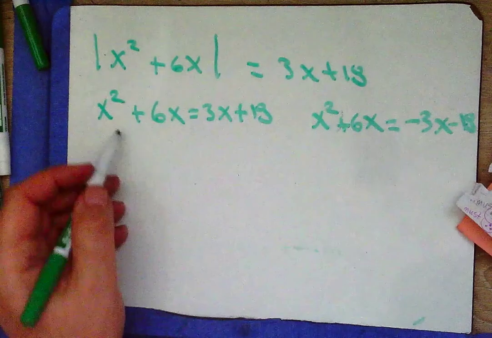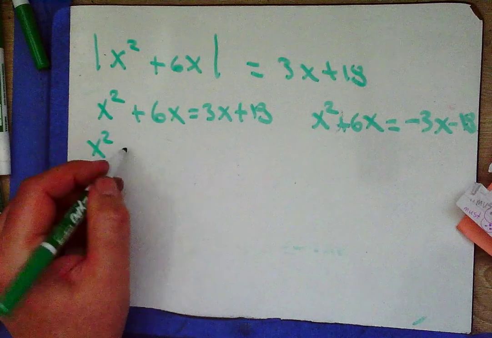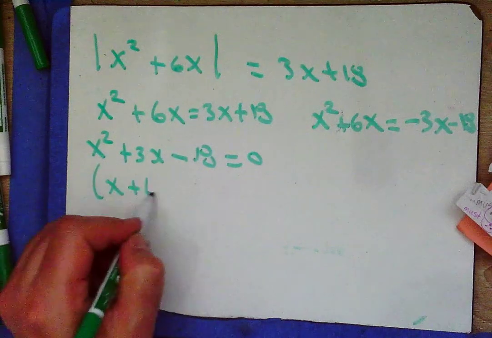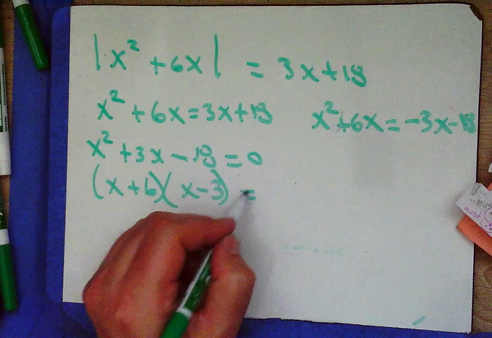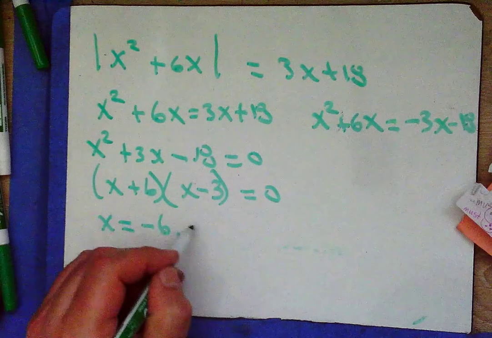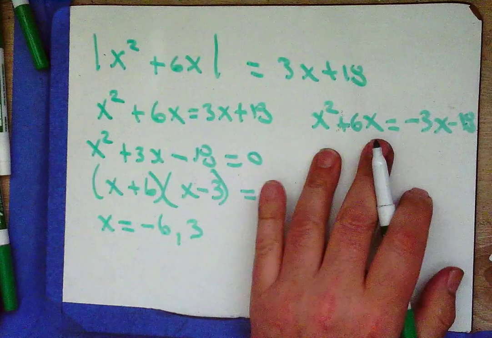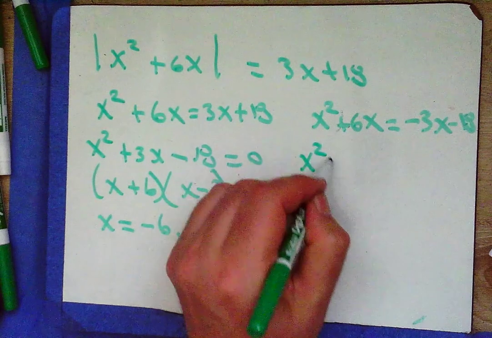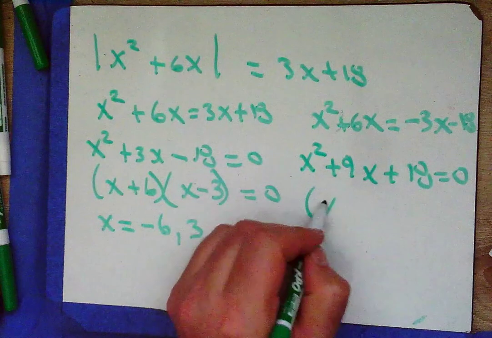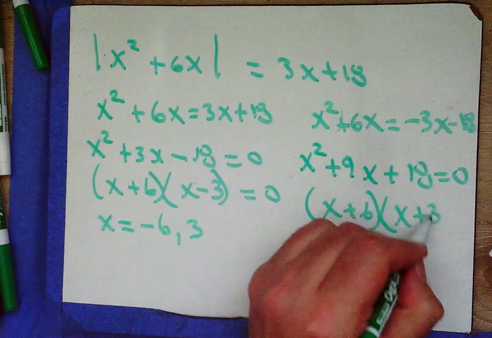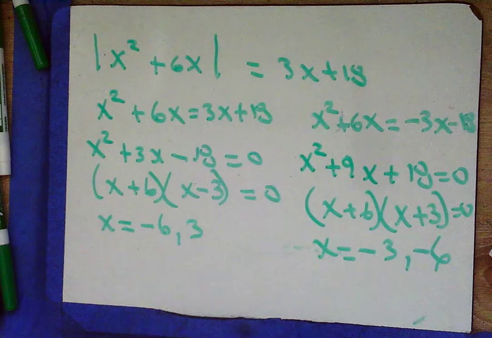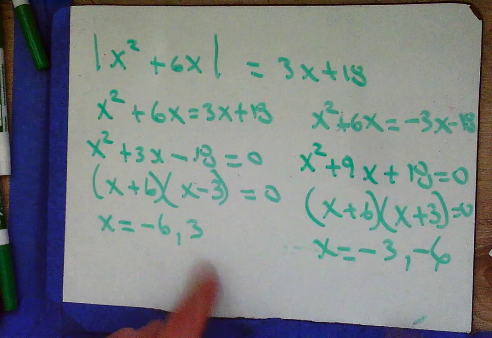Okay, so move everything onto one side because this is x squared. It's x squared plus 3x minus 18 equals 0. This is going to be x plus 6, x minus 3. Sure glad I practiced all that factoring before having to do the solving. So I get x equals negative 6 and x equals positive 3. Here, I'm going to move this stuff over, and I'm going to have x squared plus 9x plus 18. And that's going to factor as x plus 6, x plus 3 equals 0. Get x equals negative 3 and negative 6. So again, I have 1, 2, 3 solutions.